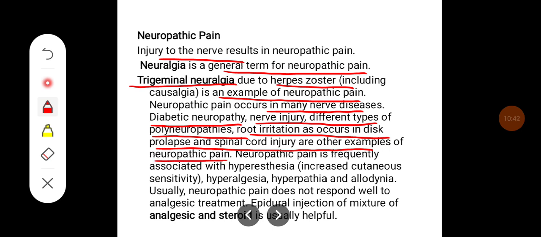Neuropathic pain is frequently associated with hyperesthesia, that is, increased cutaneous sensitivity, hyperalgesia, hyperpathia, and allodynia. Usually, neuropathic pain does not respond well to analgesic treatment. Epidural injection of a mixture of analgesic and steroid is usually helpful.